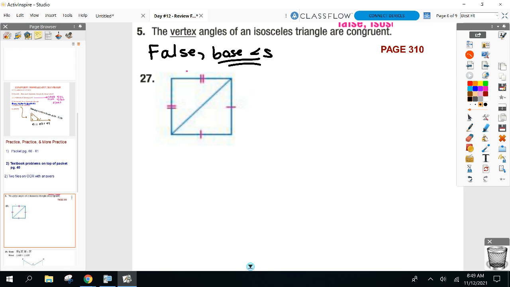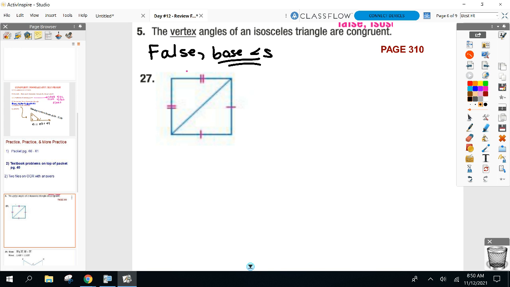Oh, I love 27. Love this one. Basically, are the triangles congruent? If they are, name the method. For 27, are those two triangles congruent? If they are, give me the method. Many of you are like, why would he give me one this easy?